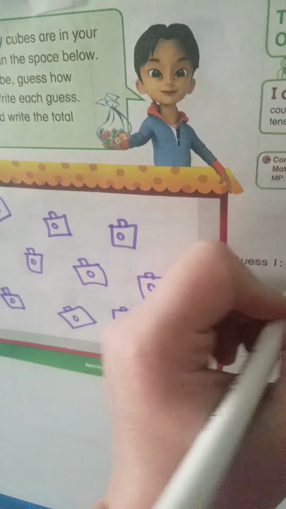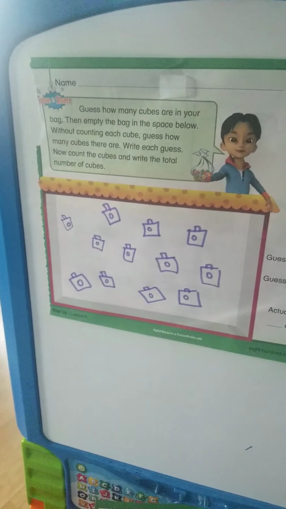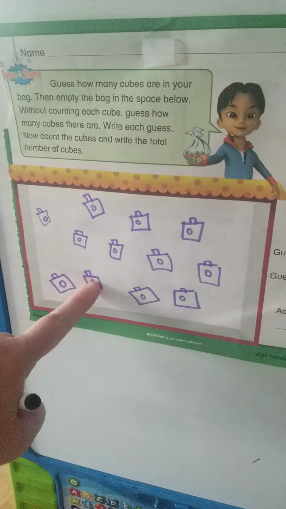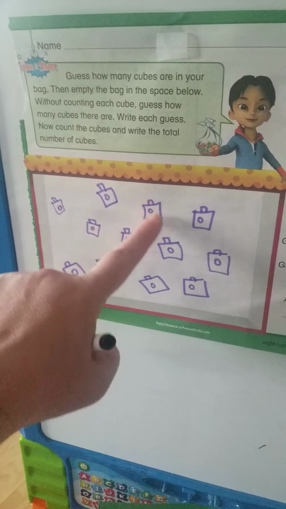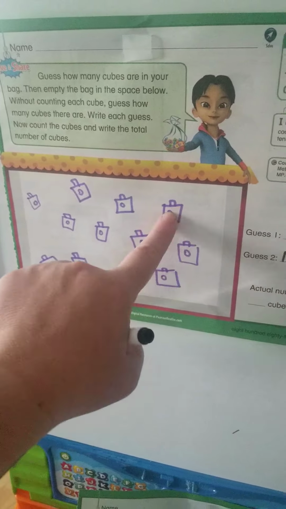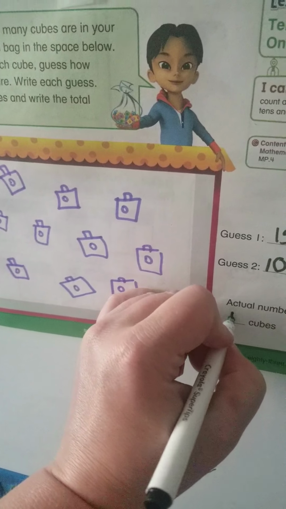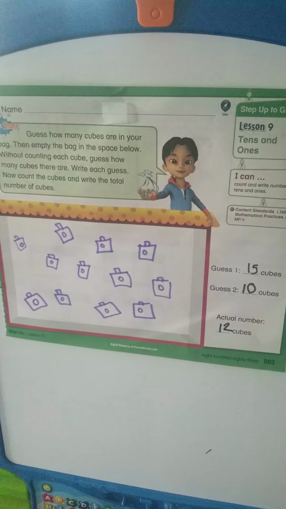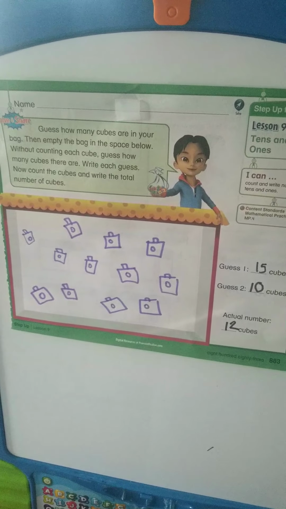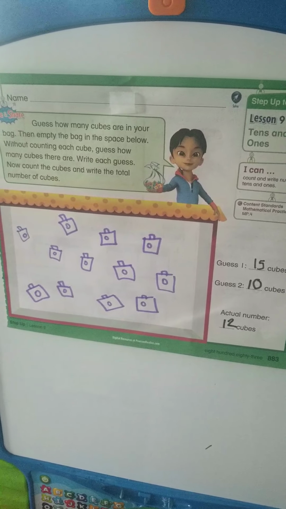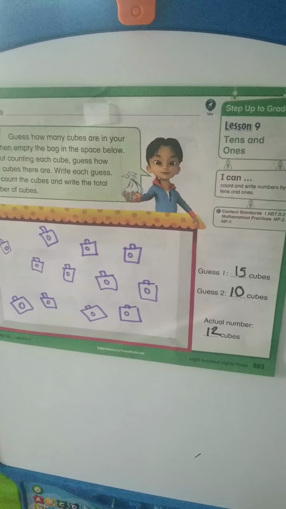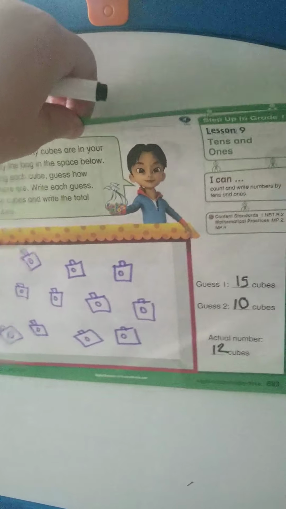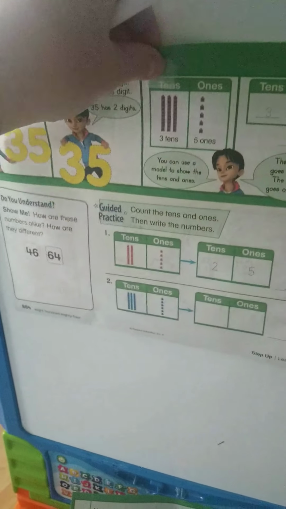All right, let's write the actual number. 1, 2, 3, 4, 5, 6, 7, 8, 9, 10, 11, 12. Actual number is 12 cubes. My guesses weren't too far off, but I made realistic guesses. I didn't guess anything that would be way too high or way too low. So we were pretty close with our guesses. All right, let's see this side.